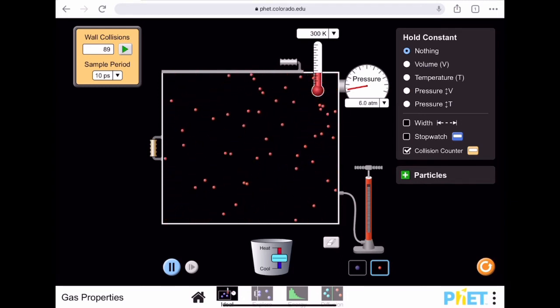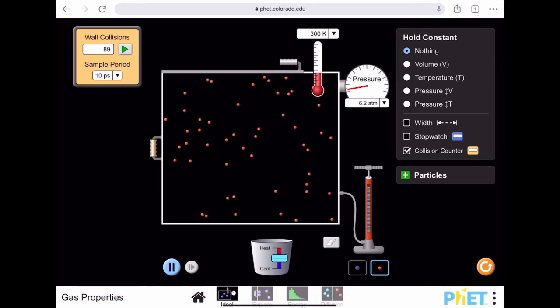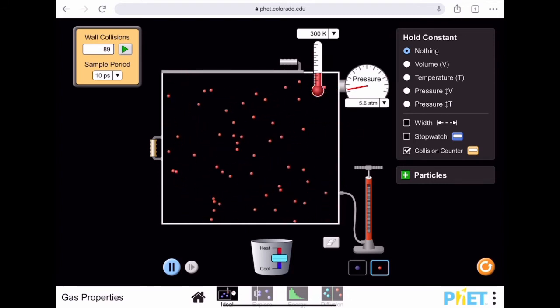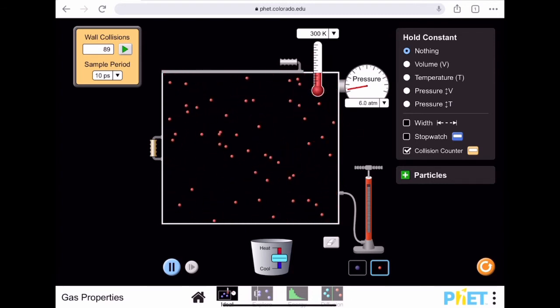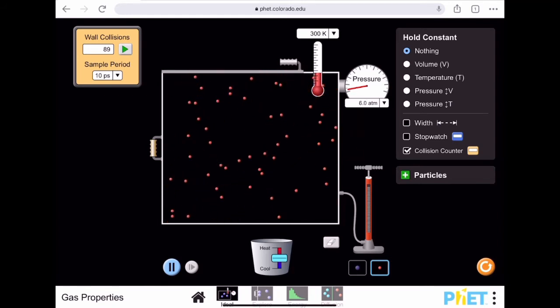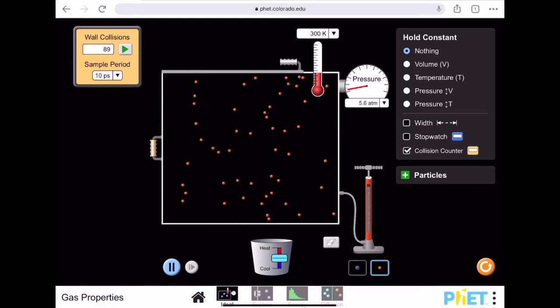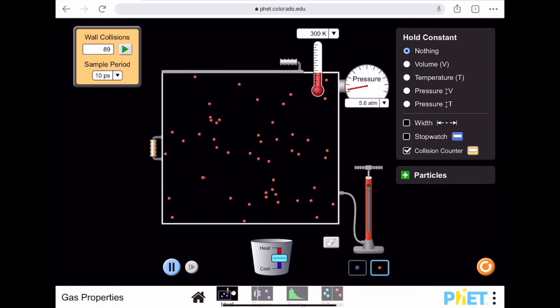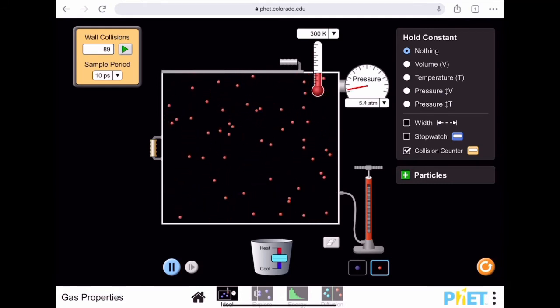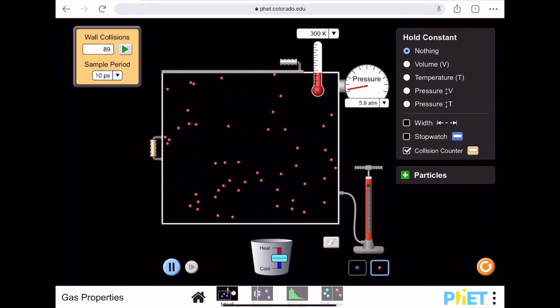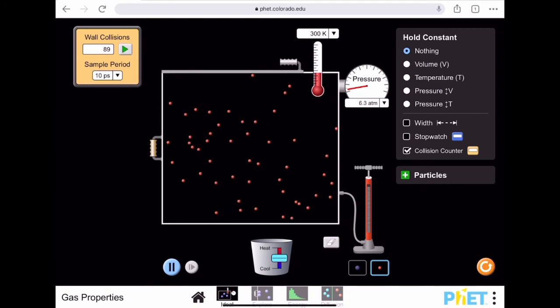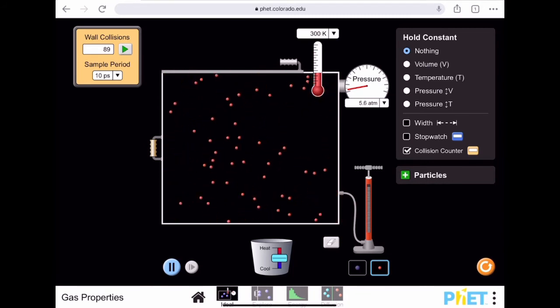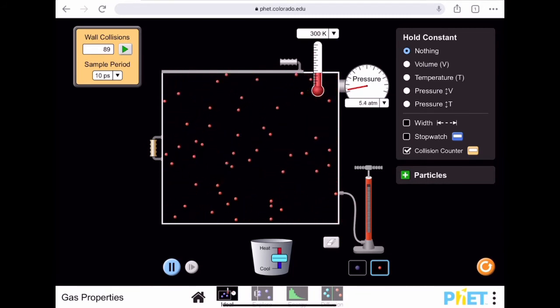So the question is, if pressure is based on wall collisions, then why is it that these molecules that are moving faster, that have more wall collisions, have the same pressure as a molecule that is moving slower, a larger particle, that has less wall collisions? The key is the force at which they hit. These smaller particles have less mass. Force is equal to mass times acceleration.